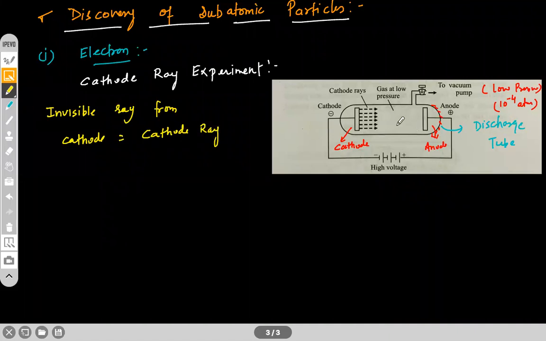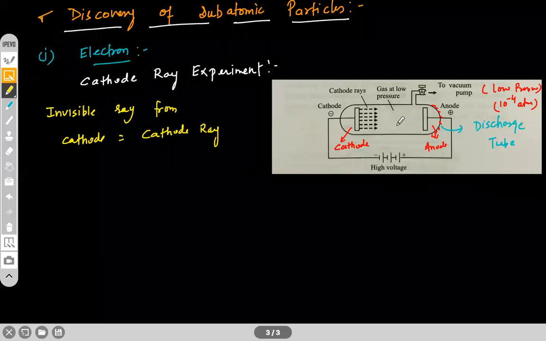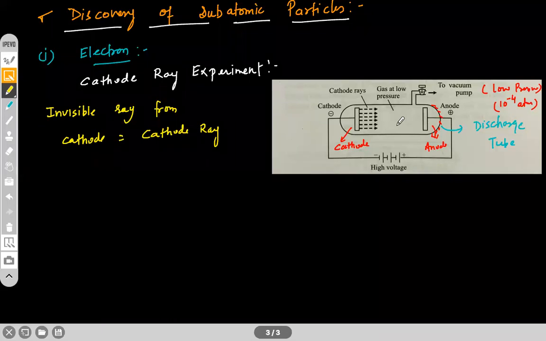So this entire experiment, I'm not dictating to you. I would request you, after the class, to read these things in the NCERT book, and you will understand it. Not much important, but yes, go through it once. This is called cathode ray. Now this cathode ray has some properties. We'll discuss those properties.